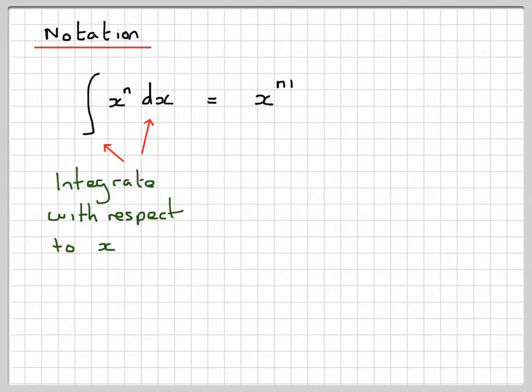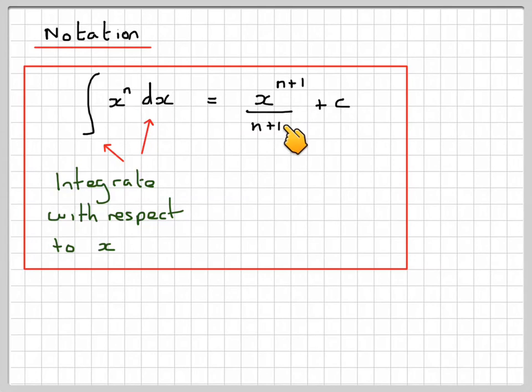We know that this is equal to x to the n plus 1 over n plus 1 plus c. And I can put a constant in as well. So if I put in something like 2x to the n or 4x to the n, then the constant stays the same. So this is true provided that n is not equal to minus 1. Okay, so there's a little introduction there to integration.